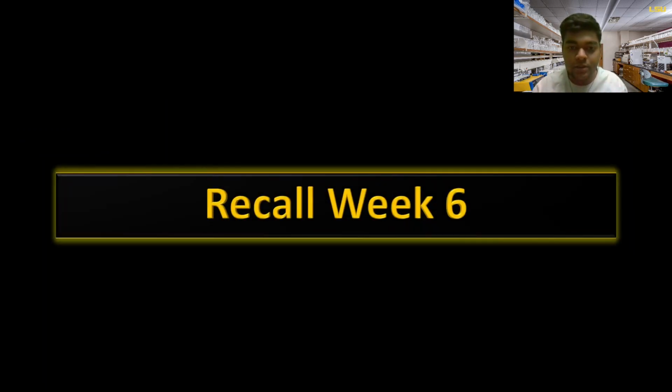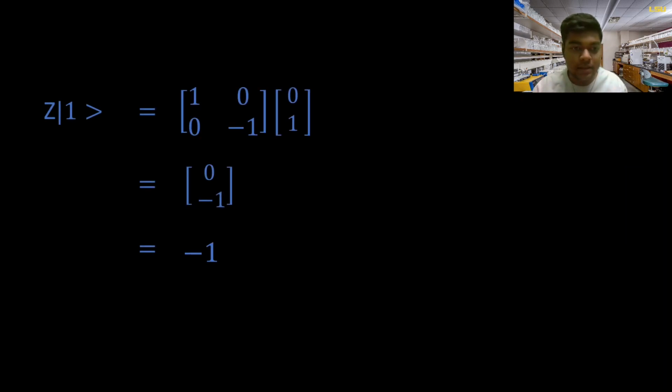Recall that in week 6 we had this simple mathematical calculation, that when we apply the Z operator or the Pauli Z gate on |1>, what we get is -|1>. Last time we had seen that this -|1> and |1>, there's not much of a difference. But again, I will show it to you visually.